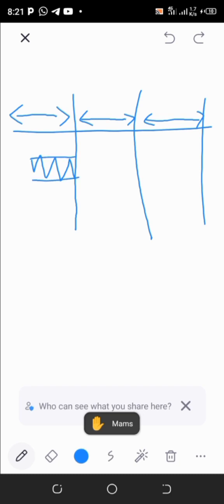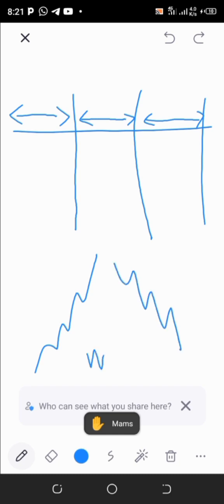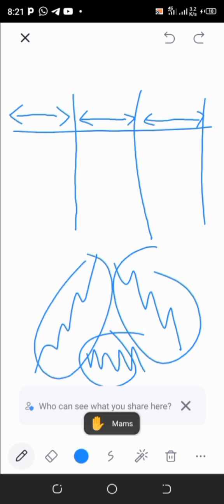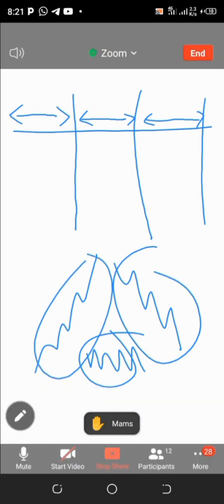How many of you remember how the market moves, how price moves? Price moves in three ways. Price moves up, down, or sideways. So you see that price is doing like this, or like this, or like this. These are the three ways in which price moves.